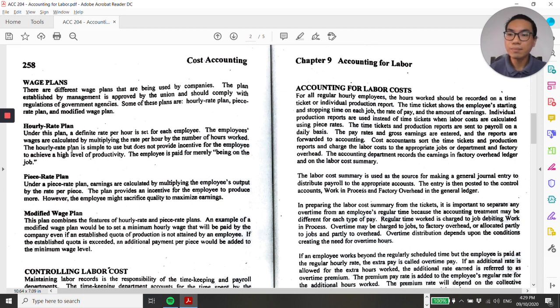So that would be relevant in computing our direct labor costs. So again, highlight natin dito, the employee is paid for merely being on the job. And all unproductive hours or idle time should not be considered as directly charged to our direct labor costs.